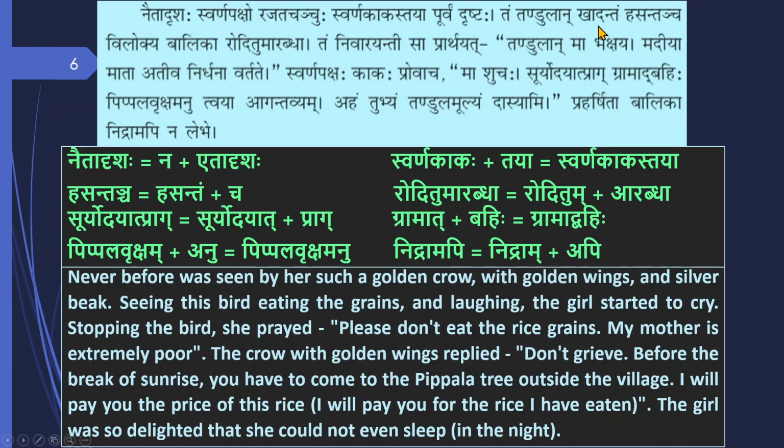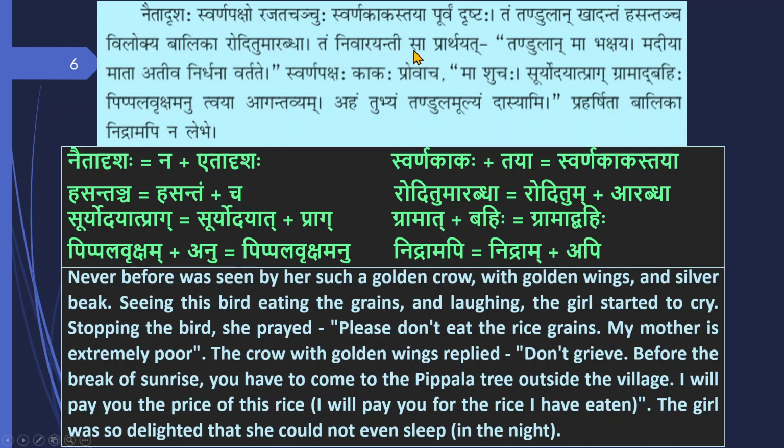Tam Tandulan Khadantam Hasantancha. Hasantancha is Hasantam plus cha. Vilokya Balika Roditum Arabdha. Roditum Arabdha is Roditum plus Arabdha. Seeing this bird eating the grains, Tandulan Khadantam eating the grains, Hasantancha and laughing, the girl started to cry. Roditum Arabdha.